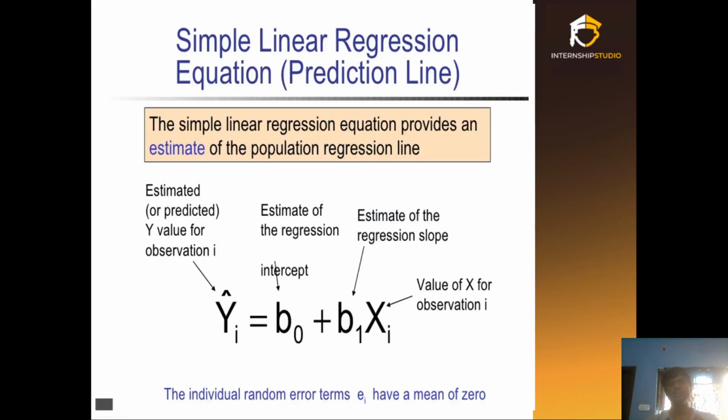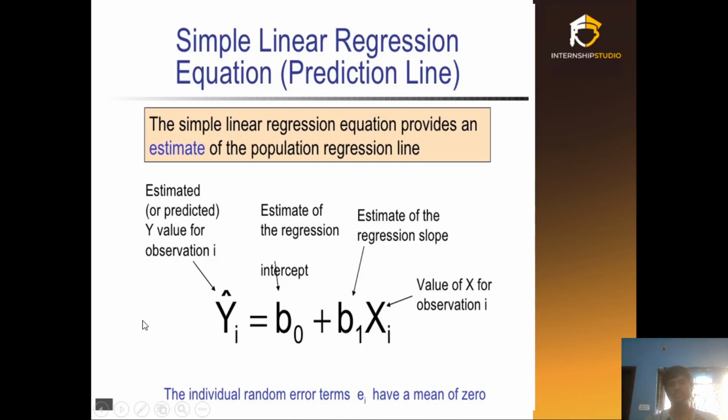Simple linear regression equation provides an estimate of the population regression line. This is the estimate of the regression we are speaking of, and finally we are trying to estimate the y value for the observation xi. For a particular xi, which is your observation, you are going to get your respective yi value. That xi can be anything, like the x1 sample or x2 sample. Once you plug that into this equation, you get your y1 or y2 respectively with respect to x. So we are doing a sort of prediction with respect to the xi values. The individual random error terms epsilon i have a mean of 0.